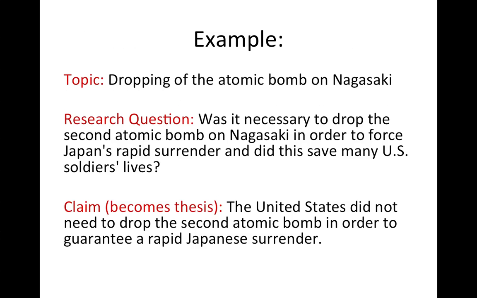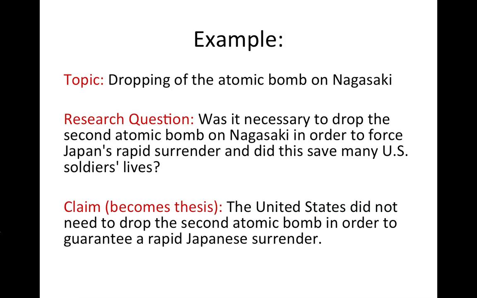So how does this all look? Here is an overview. You'll have a topic that's of substance. So here's one, dropping of the atomic bomb on Nagasaki. Then your research question narrows this down. What is it specifically that you're looking for? And the question is, was it necessary to drop the second atomic bomb in order to force Japan's rapid surrender?